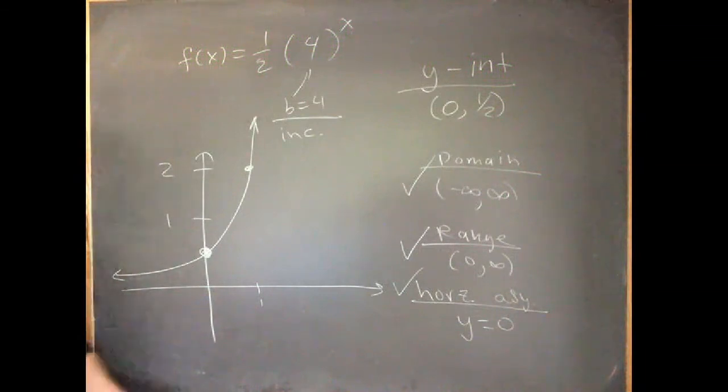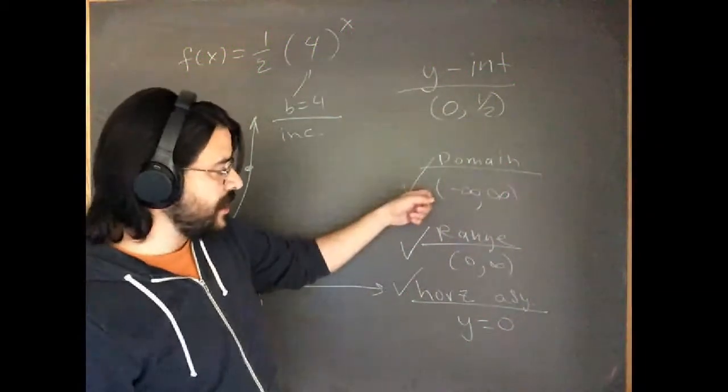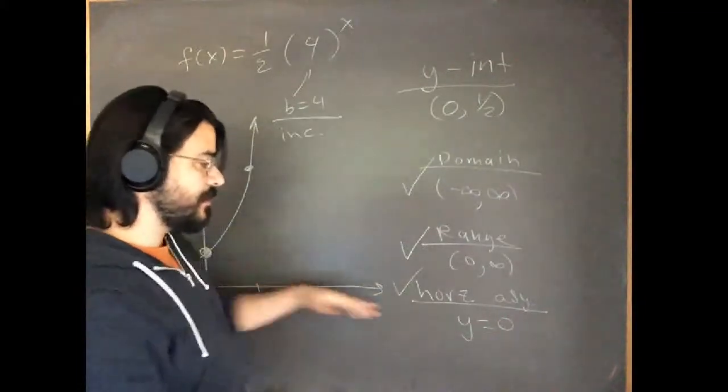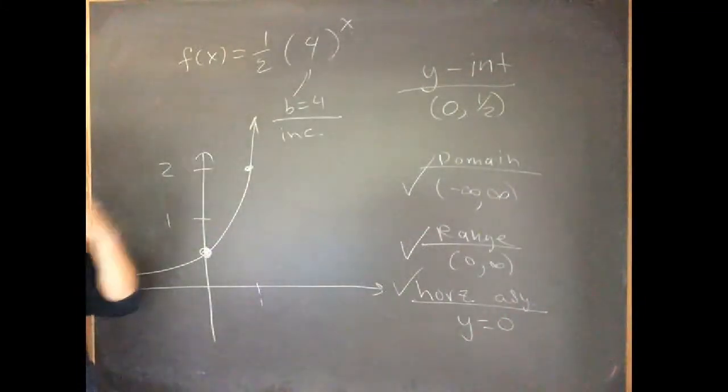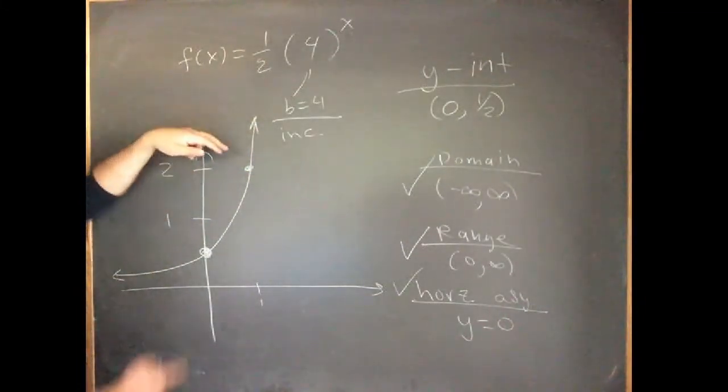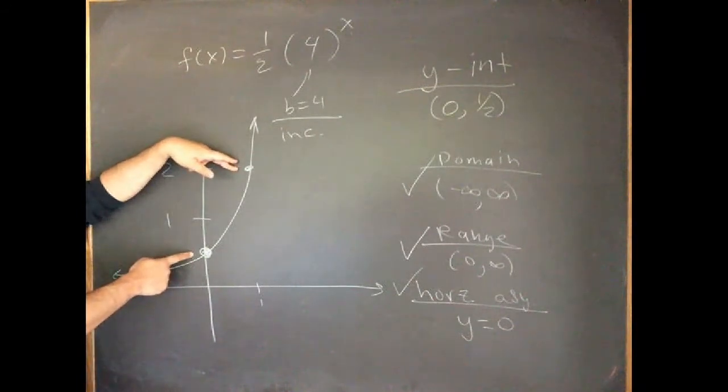Okay, so we've just included where the y-intercept is, the domain, we know what the range is, we've included our understanding of the horizontal asymptote and the fact that it's increasing, and really it was enough to have like 2 points on the graph.